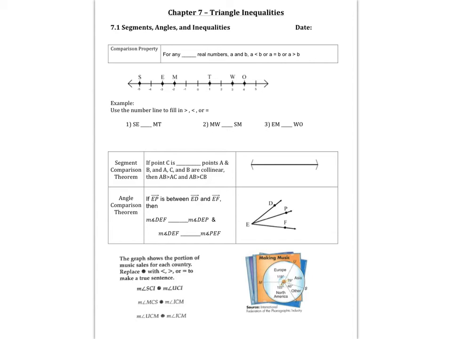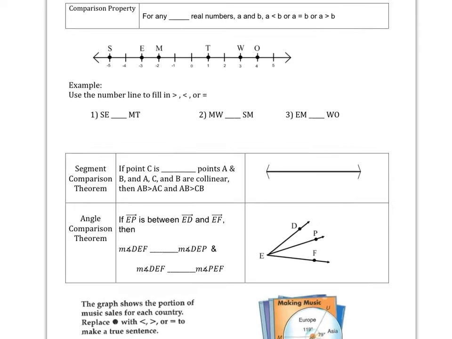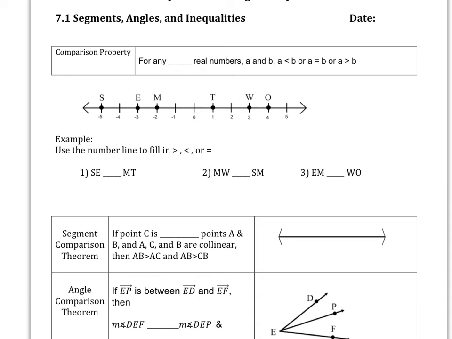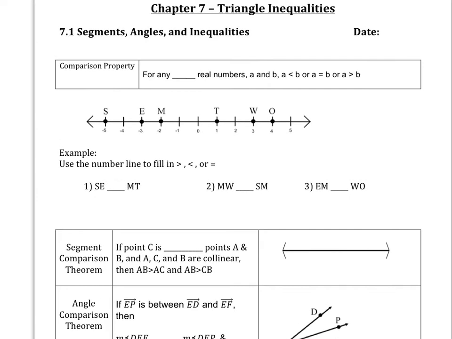Today's lesson is on section 7.1, segments, angles, and inequalities. We're going to first start with the comparison property. The comparison property says for any two real numbers, A and B, A can be less than B, A can be equal to B, or A can be greater than B.